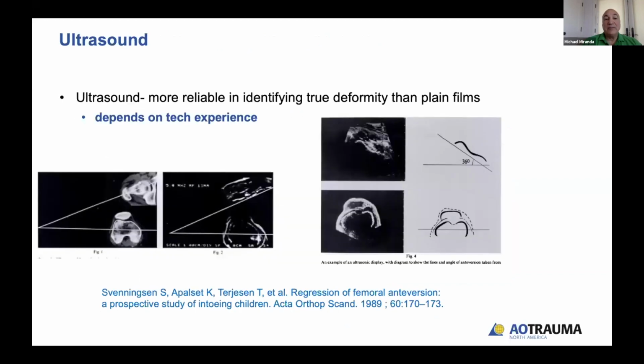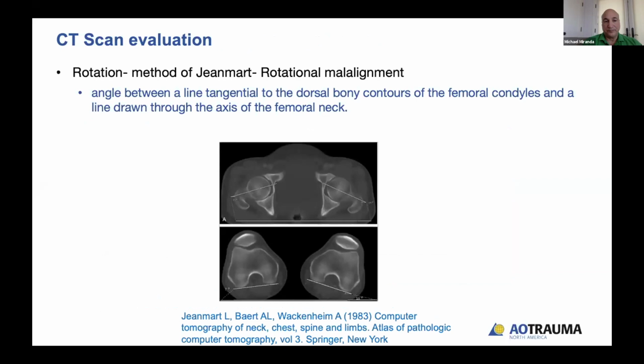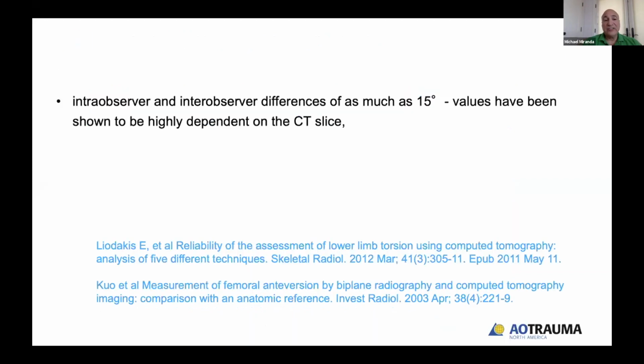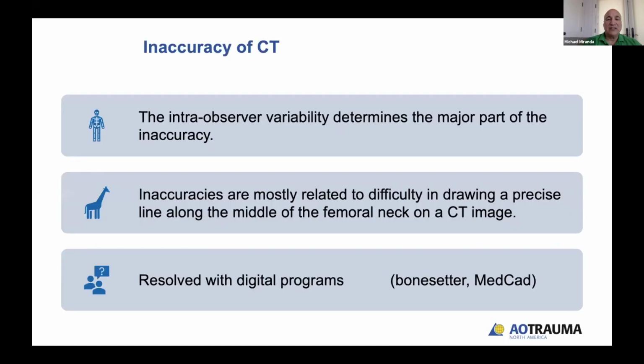Ultrasound is another way, but it's very, very technique dependent. And that's why CT has become the gold standard. We use the method of Murphy, but there are a number of different ways that have been described. This is the one that is most consistently recommended and recognized as the way to go. There are some intra-observer differences. These can be as much as 15 degrees, and they're shown to be highly dependent not only on the CT slice, but also on where the particular observer draws the line.